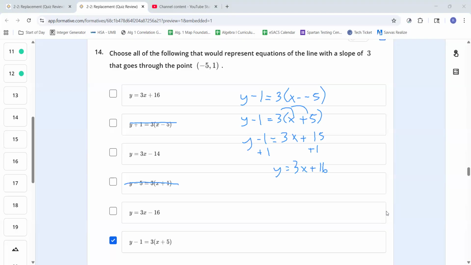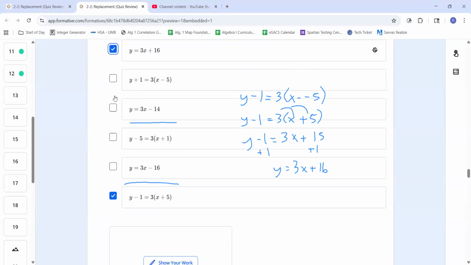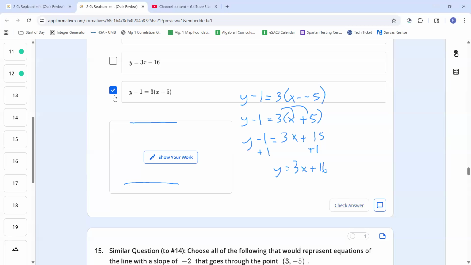Leaving me my other choice. Where is it? Right there. And I can go check my answer if I want. There it is. By the way, all that work that I'm showing, you should do in the show your work part. Okay. Let's see here. There we go. You try number 15.